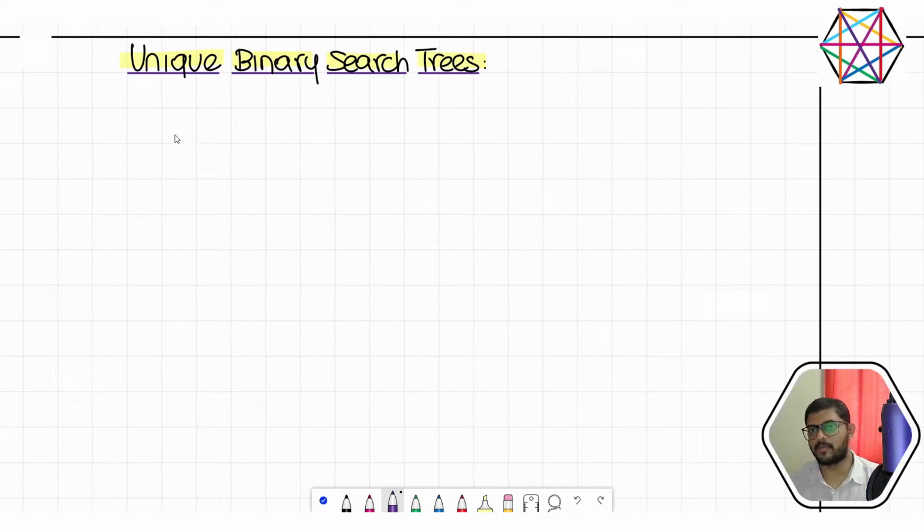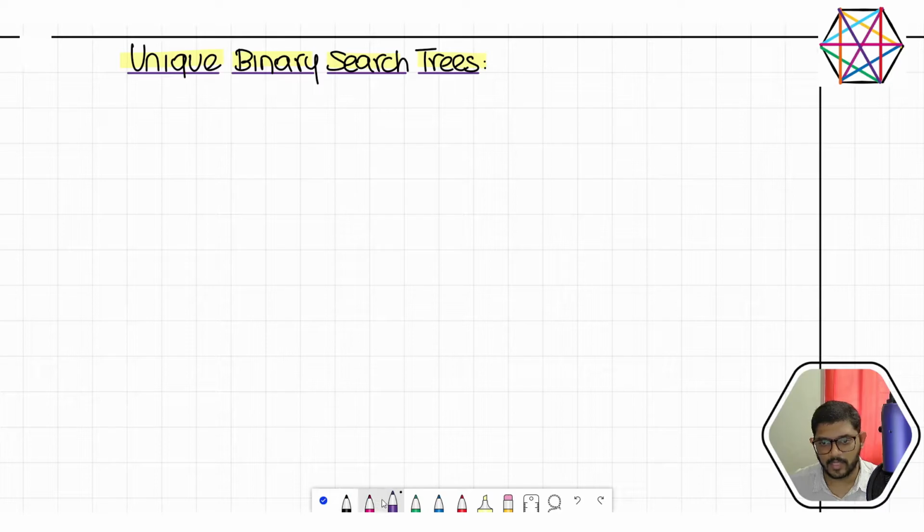Oh, by the way, what is a binary search tree? It's basically a binary tree which has the BST property. So what's the property? For every single node, all the nodes in its left subtree will have value less than the node value, and all the nodes in its right subtree will have value greater than the node value. So that is the BST property, and we will always have to maintain that property. Maintaining that property, how many such BSTs can we form?